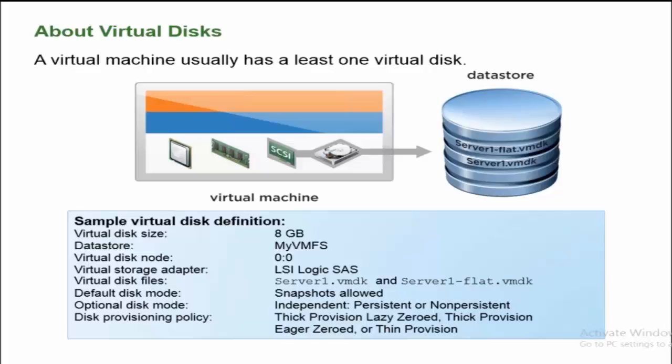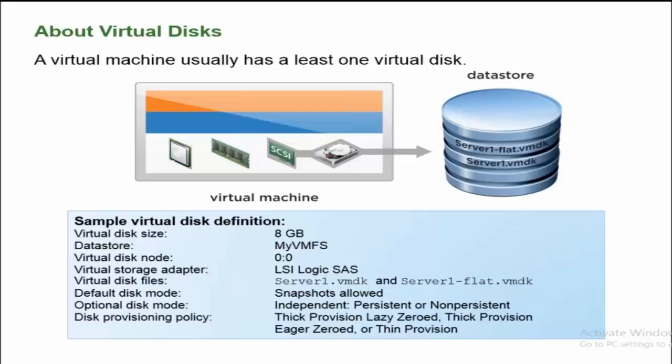Now this is a sample of a virtual disk definition. You define the size, like 8 GB. You define the datastore on which you want to place these files, and you define the virtual disk node, that is 0:0, and you define the storage adapter. The ESXi host offers a choice of adapters, whether to choose BusLogic Parallel, LSI Logic Parallel, or VMware Paravirtual SCSI. These are the adapter types, and it depends upon the type of operating system you selected, so it is automatically detected. As I said, two virtual disk files get created, .vmdk and flat.vmdk.